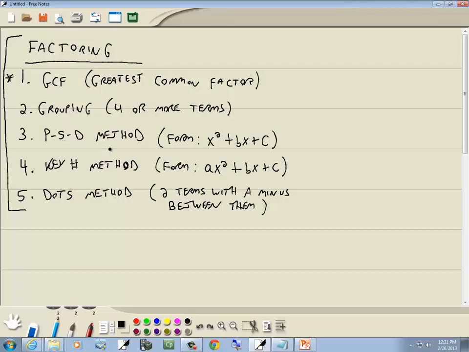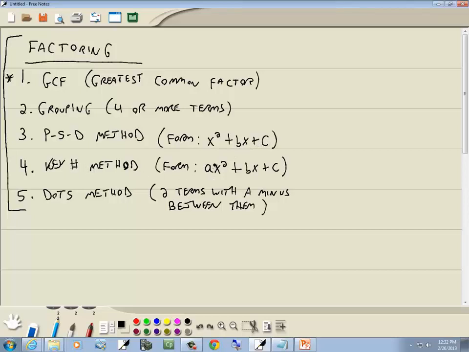Now, the PST method and key number method is what this lesson's about. PST method is when it's of the form x squared plus bx plus c. Basically, you have an x squared, x, no x, and there's no number in front of your x squared. Now, b and c are usually numbers, but they don't have to be.